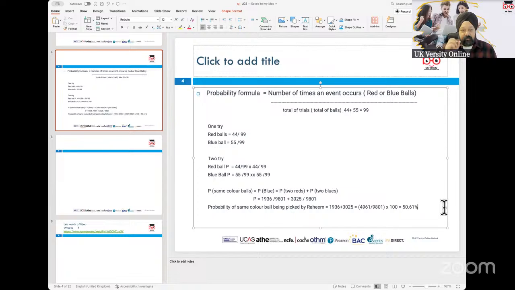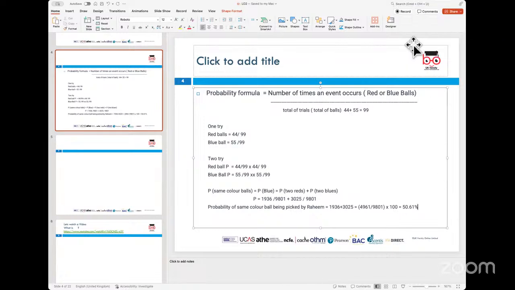So the probability of Rahim picking out two same colored balls is going to be the sum total of two different probabilities, because we've got two different types of events, which is like two different types of ball, red and blue. And what we want to do is look at the total number of balls, which is 44 plus 55. And each of these need to be added in order to come to a solution, which is to find out the probability that he would be able to pick out two balls of the same color when given two tries. And that probability is 50.61%.